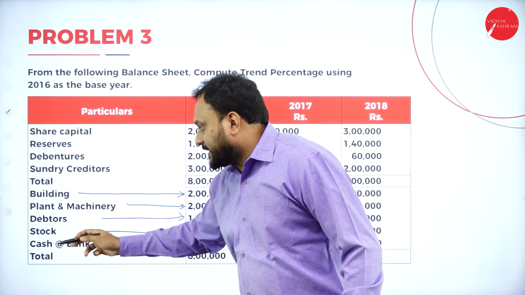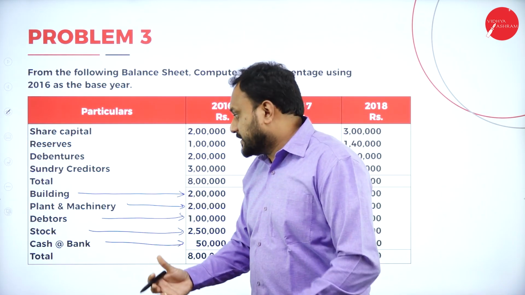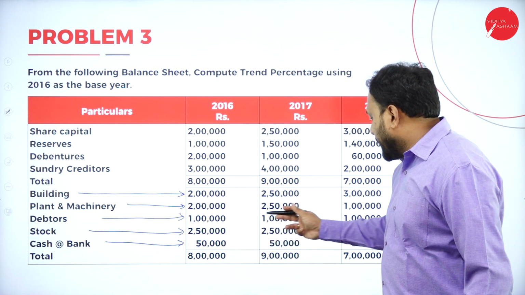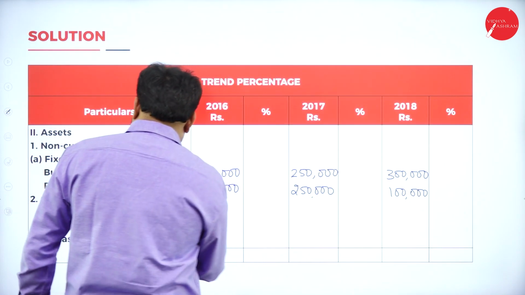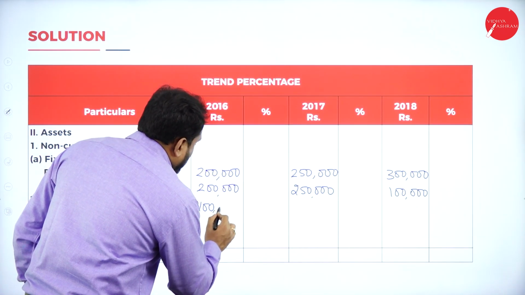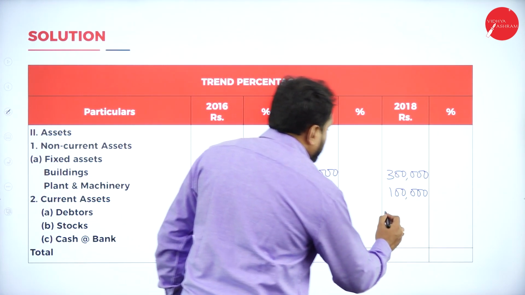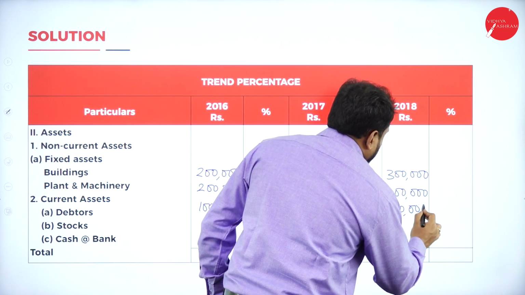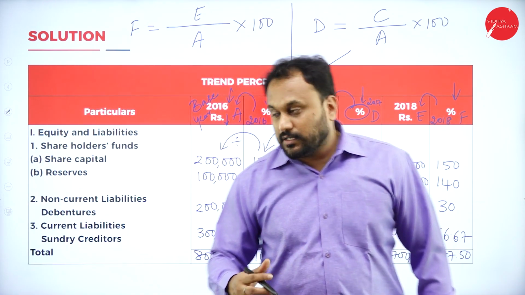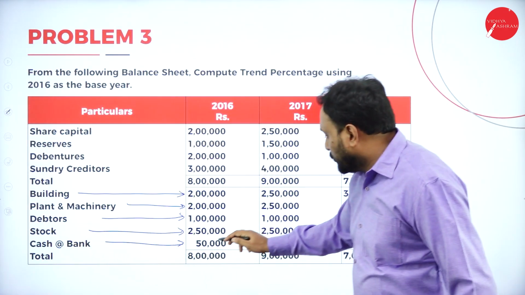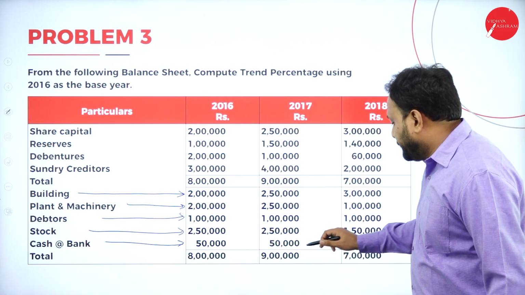Now debtors, stocks, cash, all are what? They are current assets. Easily can be converted into cash very fast. Now debtors we have is what? 1 lakh, 1 lakh and 1 lakh. So we'll write everywhere 1 lakh. Debtors we have, that is 1 lakh, 1 lakh, and here also we have how much? 1 lakh. Done. Next, after debtors we have something more, that is stocks. 2 lakh 50, 2 lakh 50, 1 lakh 50, and then cash 50, 50 and 50.